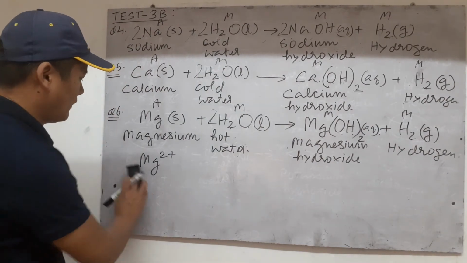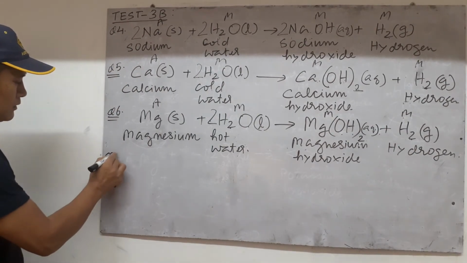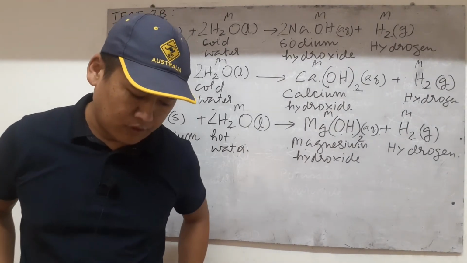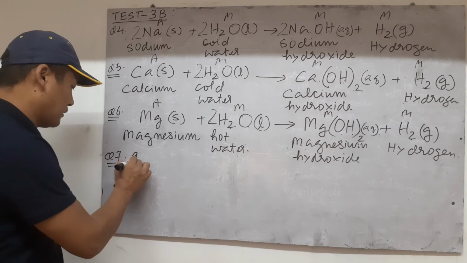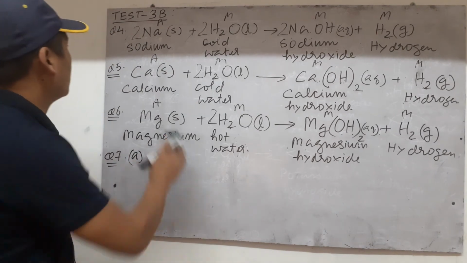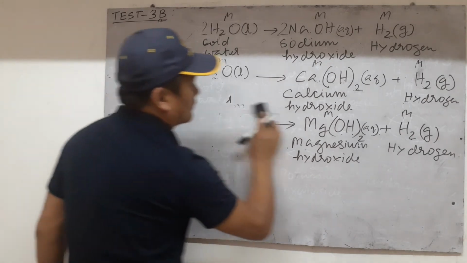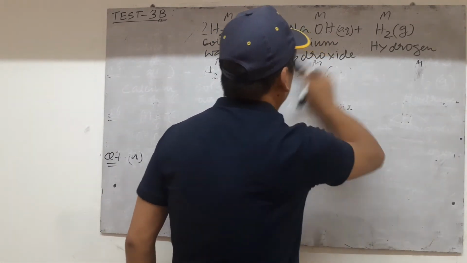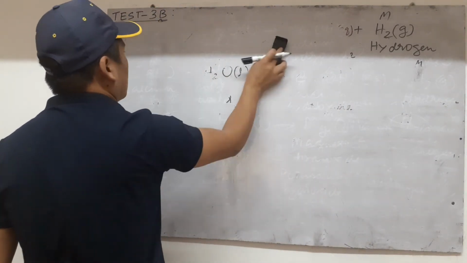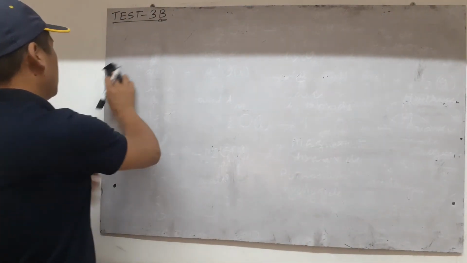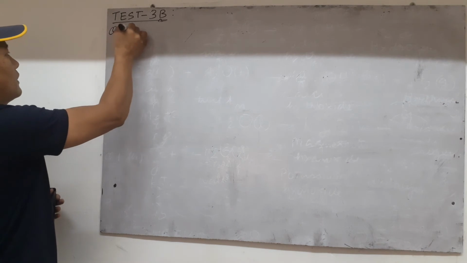Then let's go to question number 7. Aluminium. There are 2 questions under this, 7A and 7B, so let's do 7A. Okay, we need space, so let's just go here. So here, question number 7A.